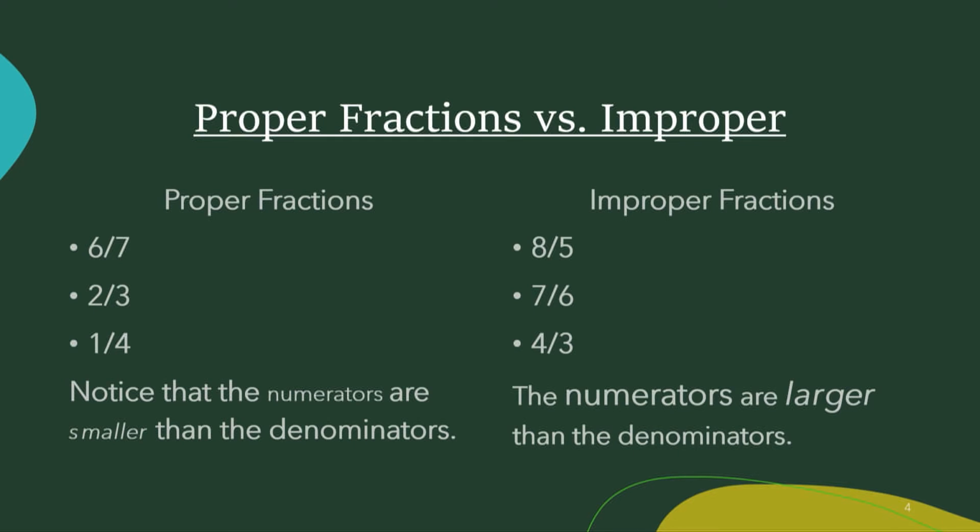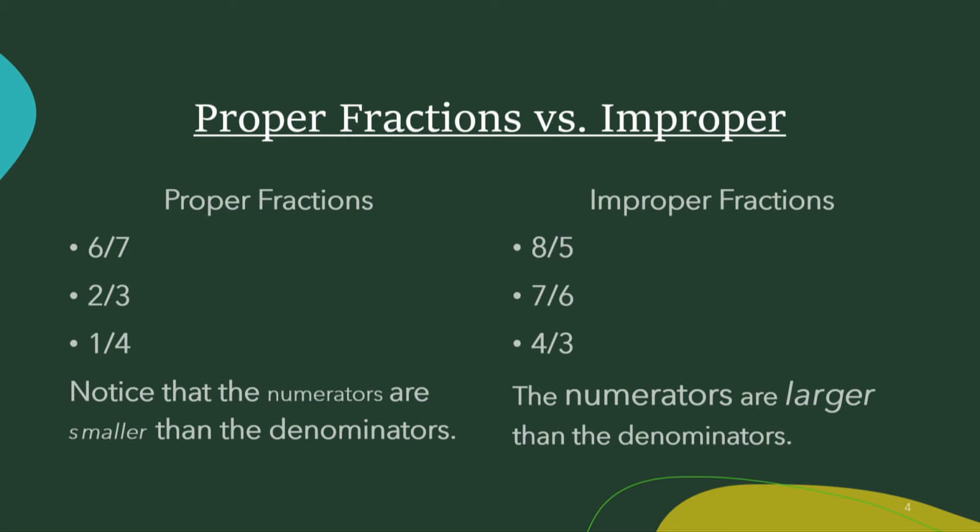Now we are going to look at this slide that talks about the difference between proper fractions versus improper fractions. Just a reminder that the numerator is the number on top of the fraction, and the denominator is the number on the bottom. In a proper fraction, the numerator is smaller and the denominator is larger. Again, this is less than 1. If you look at 6/7, for example, if you have something divided into 7 pieces, and you've only taken 6, you've taken less than 1. A proper fraction is always less than 1 whole unit.